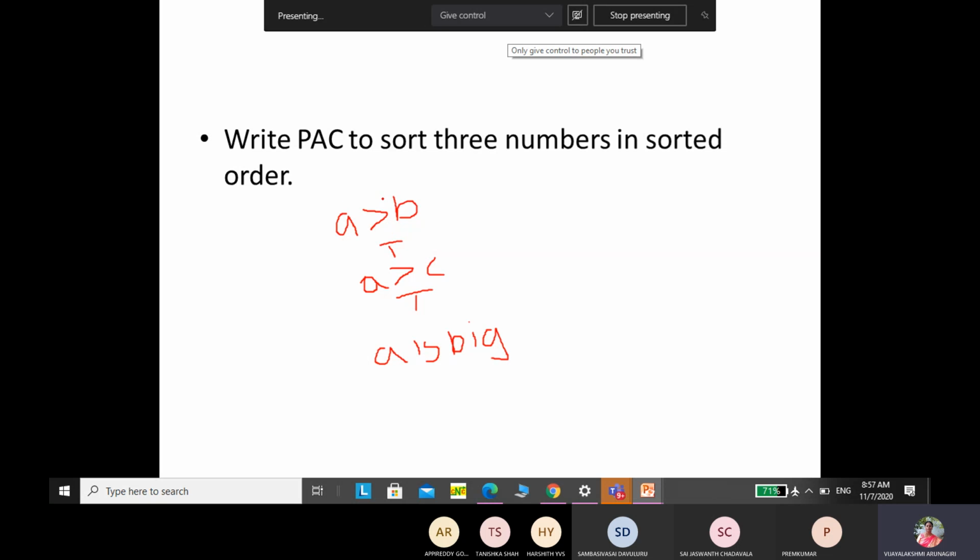Suppose it is false. What is the meaning? It will go to the next check: B is greater than A. The meaning is B is greater than A, isn't it? In such cases, if B is greater than A, next what I have to do? I have to check whether B is greater than C. Then in such cases, B is big.